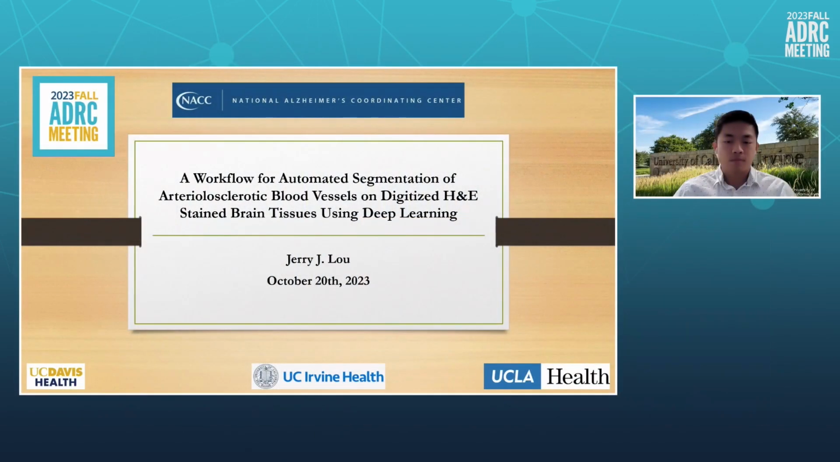So the last speaker of this session is Dr. Jerry Liu. He's a neuropathology fellow at UC Irvine, and he'll be speaking on the workflow for automated segmentation of arteriosclerotic blood vessels on digitized H&E stained brain tissues using deep learning. Thank you. All right. Thank you very much for having me.